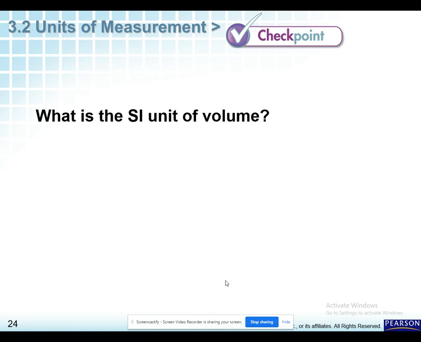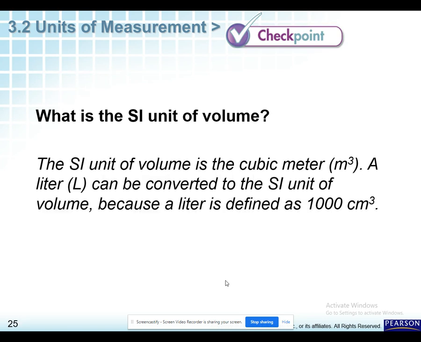So what is the SI unit for volume? The SI unit for volume is meters cubed. In fact, the non-SI unit is liter.